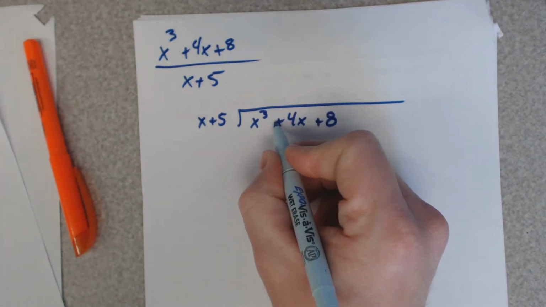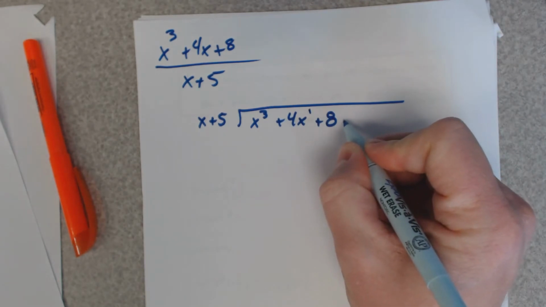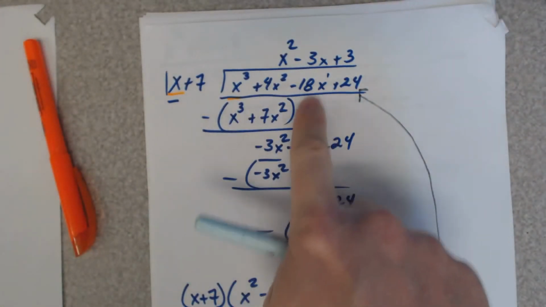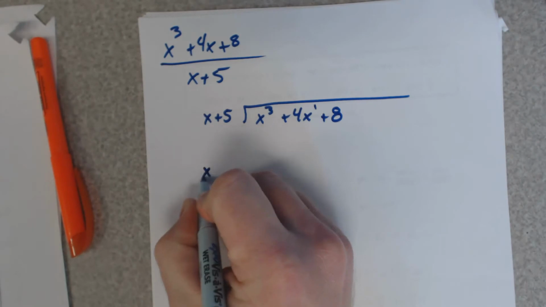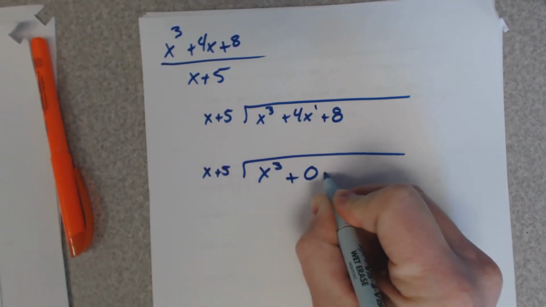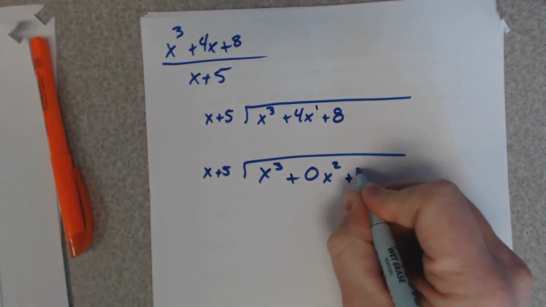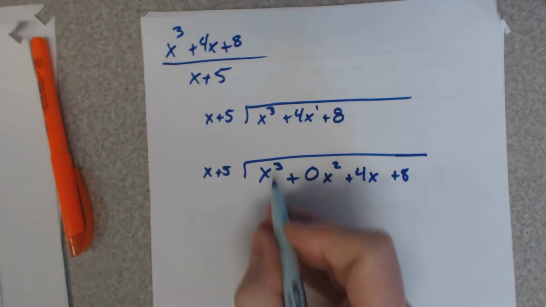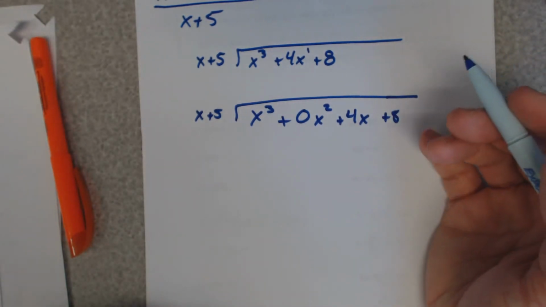There is no x squared term. There's an x to the first, and then x to the 0, or no x. So to make sure this all lines up nice and evenly, I'm going to rewrite this as x plus 5, x cubed, plus 0x squared. I'm going to put a placeholder in there for the x squared, plus 4x, plus 8. Now everything's going to line up whenever I start doing my long division. If you don't do that, you'll probably screw up.